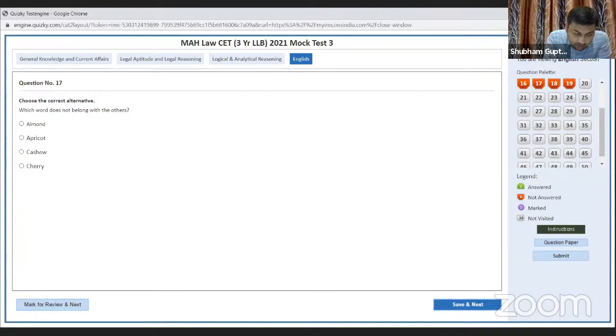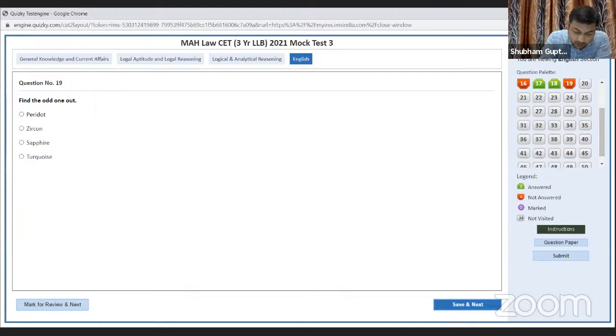So the word which does not belong with the others: almond, apricot, cashew, and cherry. If you know, these three are dry fruits and this is a fruit. Now, if I say preface, story, something, and review. I think the first two things are part of the book, and the third thing is after it is done. Preface and story are part of some book, but review must come after the book has come. So I think this should be the answer, but I am not sure what this word means. So I am not 100% sure.